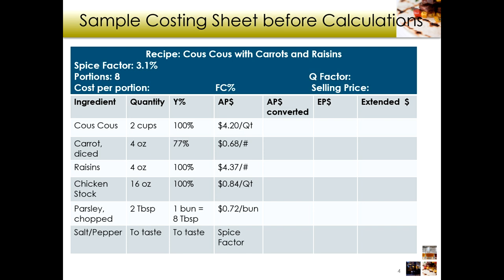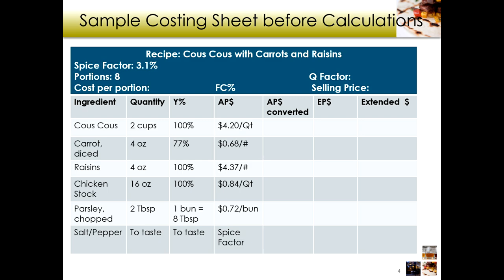Right off the top, we have the name of the recipe. It's couscous with carrots and raisins. We have a spice factor. Don't worry about that. We'll talk about that later. Portions, 8. That's great, but I would love to know how big those portions are. We're going to have a spot for our cost proportion, our food cost percent, our Q factor, and what our selling price is. All the things we're going to calculate in subsequent videos.